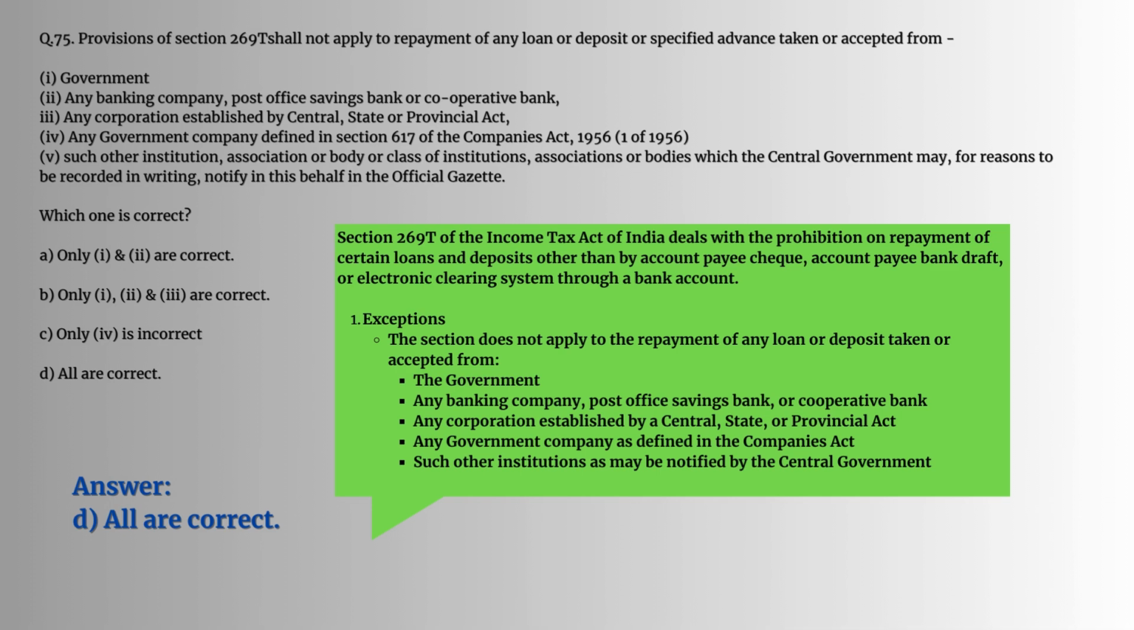269T deals with the prohibition on repayment of certain loans and deposits other than by account payee cheque, account payee bank draft, or electronic clearing system through a bank account. So, what are the exceptions? The section does not apply to the repayment of any loan or deposit taken or accepted from the government, any banking company, post office savings bank, or cooperative bank, any corporation established by central, state, or provincial act, any government company as defined in the Companies Act, such other institution as may be notified by the central government. So, here the answer would be D, all are correct.